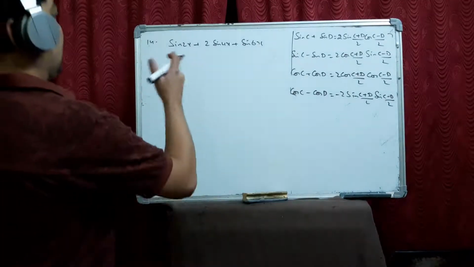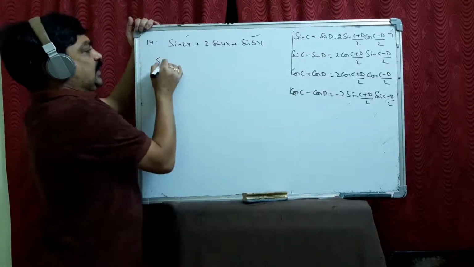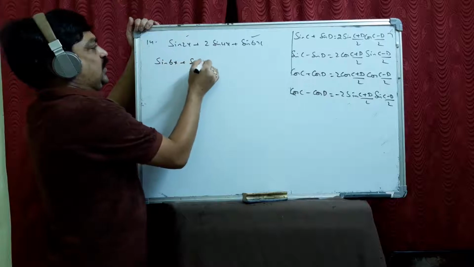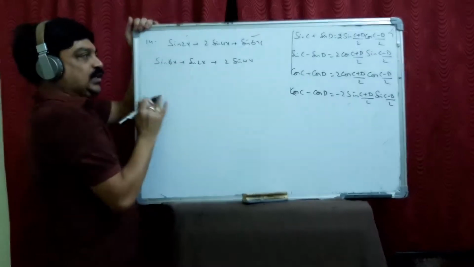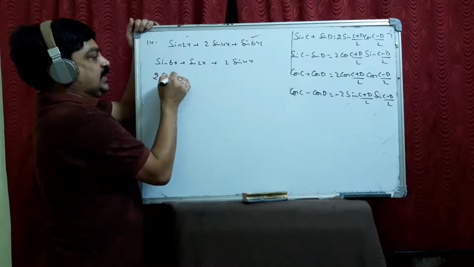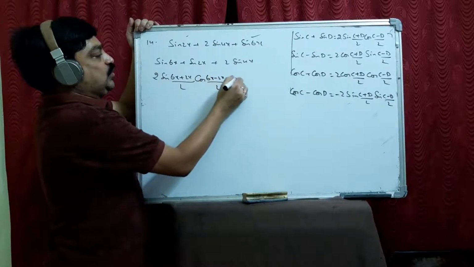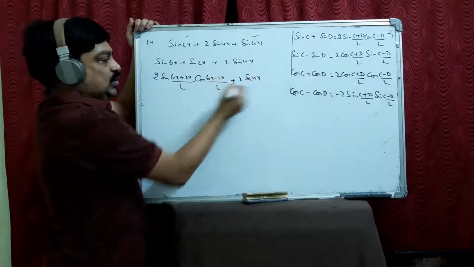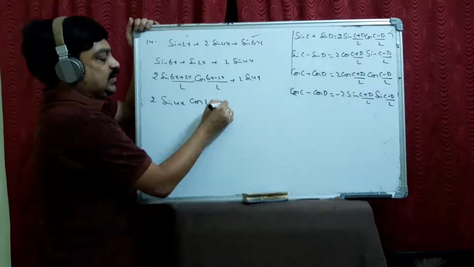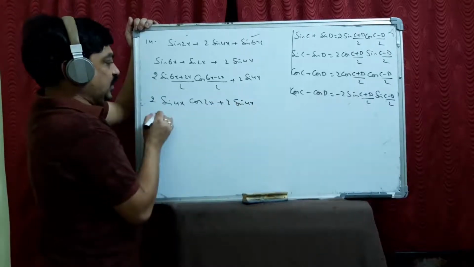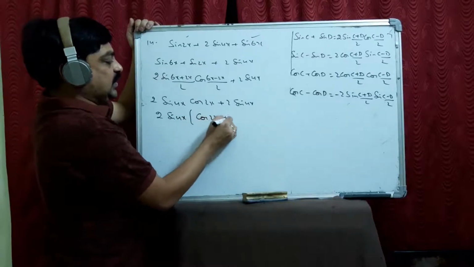See, for this problem how we do. What we do is we take first and the last first. Sin 6x plus sin 2x we take. 2 sin 4x we keep it aside. Now let us apply the formula for these two. 2 sin 6x plus 2x by 2 cos 6x minus 2x by 2 plus 2 sin 4x, we keep it like this only. Now it becomes 2 sin 4x cos 2x plus 2 sin 4x. Again you can take common 2 sin 4x. It becomes cos 2x plus 1.